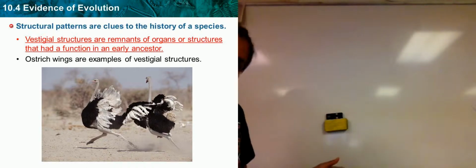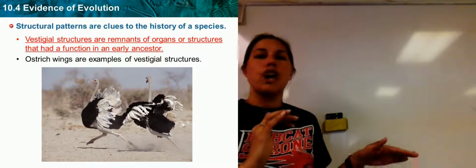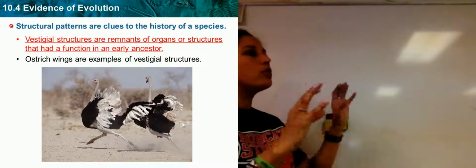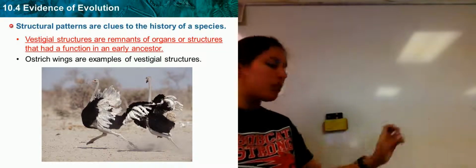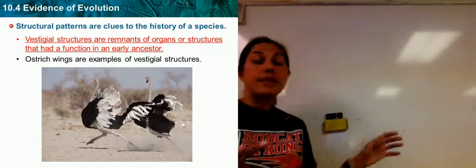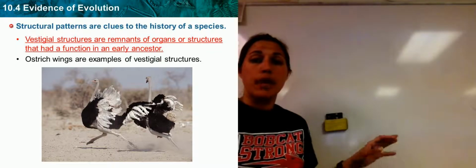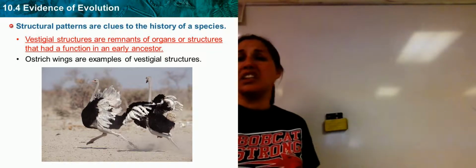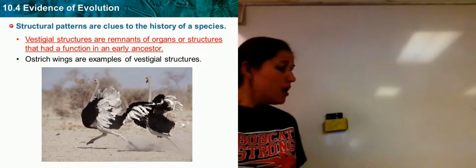The last type of structure to talk about would be vestigial structures. And this is basically a structure that used to have a purpose in one of your ancestors. Let's take the ostrich. They used to be able to fly way back in the day, but can ostriches fly now? Absolutely not.